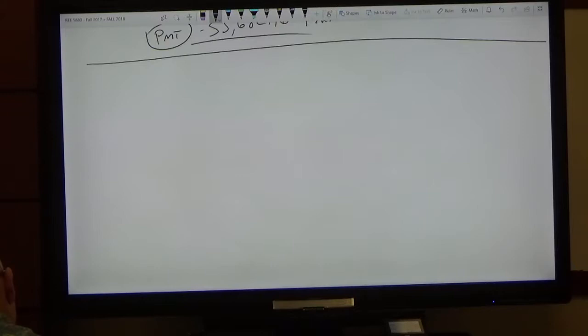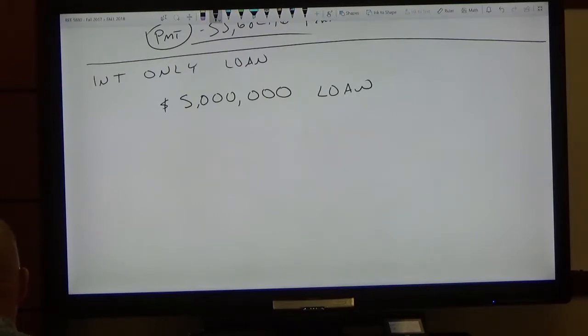All righty, Ruben. Okay, another sort of interest-only loan question. This also happens to be covered a little bit in this chapter, so we're going to bring it up again. In this case, how big of a loan do we have? Let's say $5 million. What sort of interest rate? 4% interest rate.